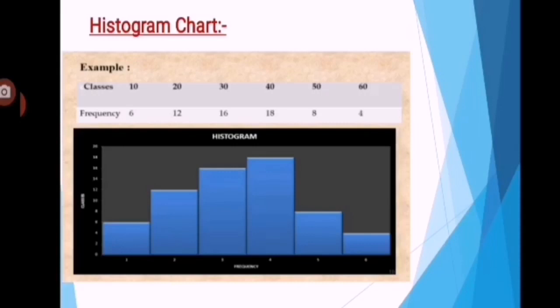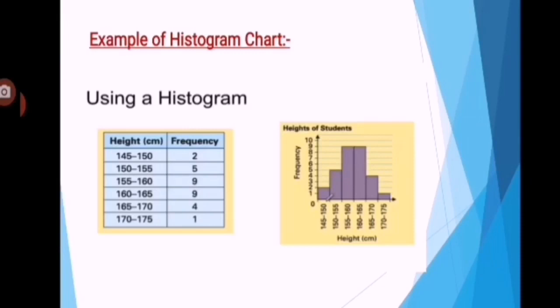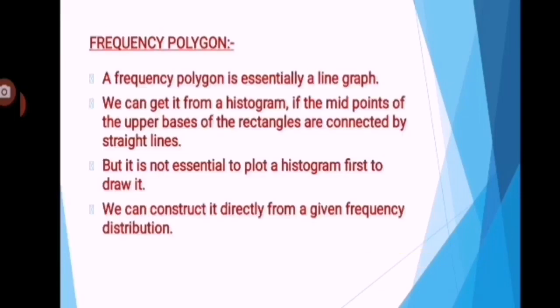It's another format of histogram. That is an example of classes and frequency shown in the chart. It's shown in the graph. And here is another example of a histogram chart, with height in one column and frequency in another column, put into a graph. This is a continuous chart diagram, called a histogram chart.